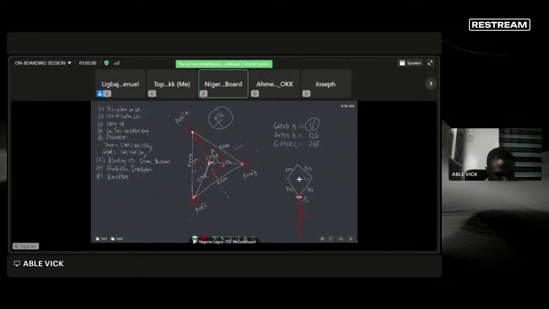For the backfilling, the requirement is still the same. If you've done any kind of backfilling before, the requirement is still the same. It's not going to change. So we are going to backfill in layers of 200 mm.